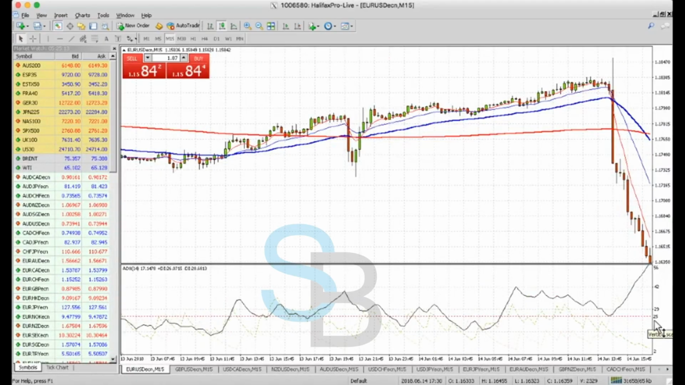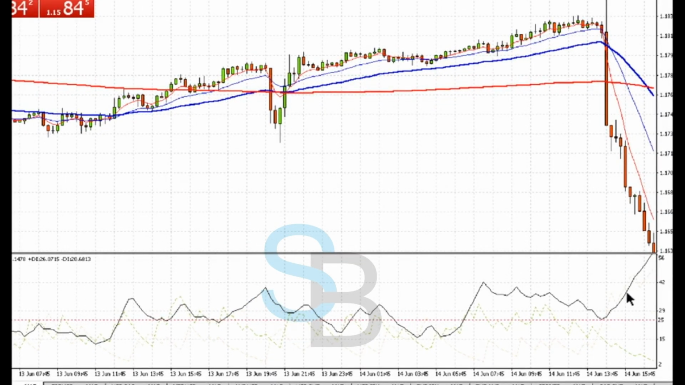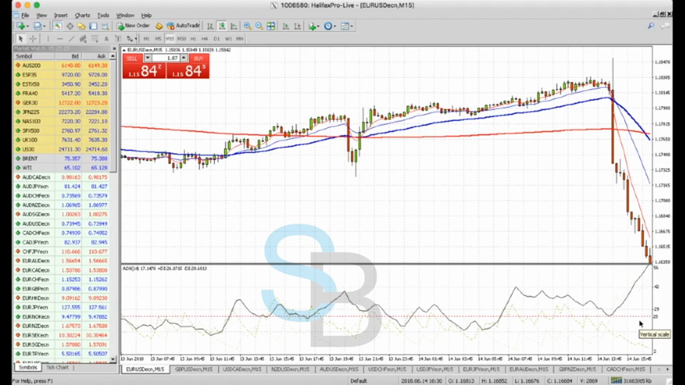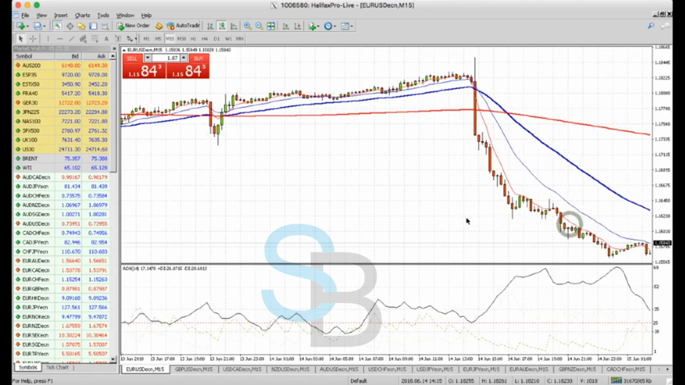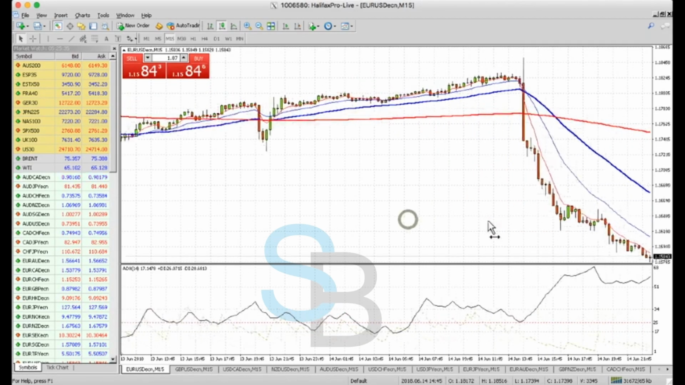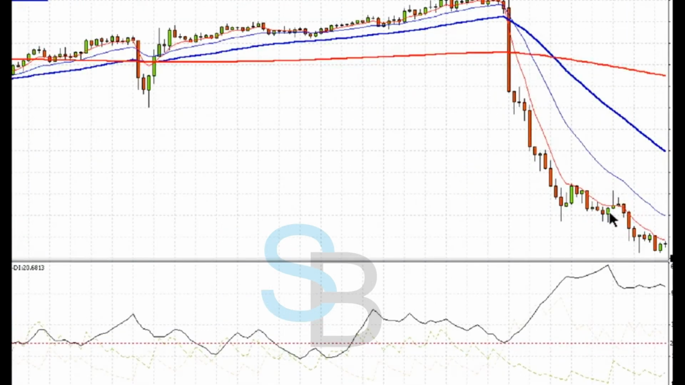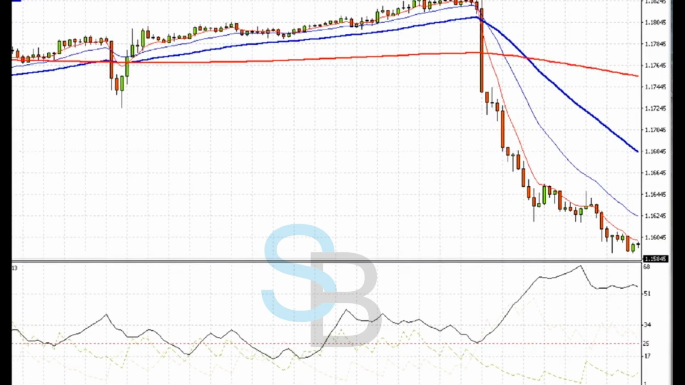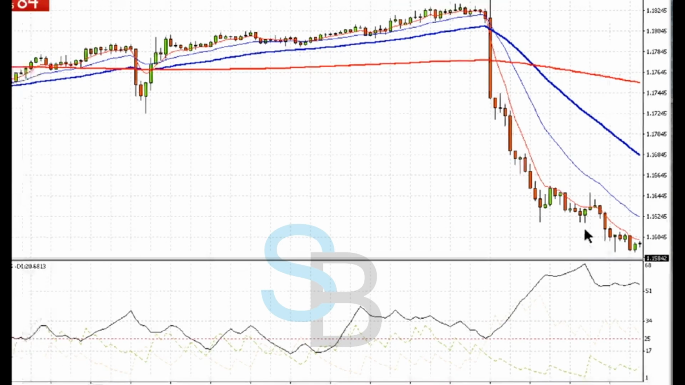Okay, now why 25? Basically, here's the simple gist of it, right? Whenever the black line is above 25, it tells you it's a strong trend. Again, it could be a strong uptrend or strong downtrend. It doesn't matter. So over here, you can see that the trend is going down, and the ADX, which is the black line, is above 25. So this tells you that this is a strong downtrend, okay?